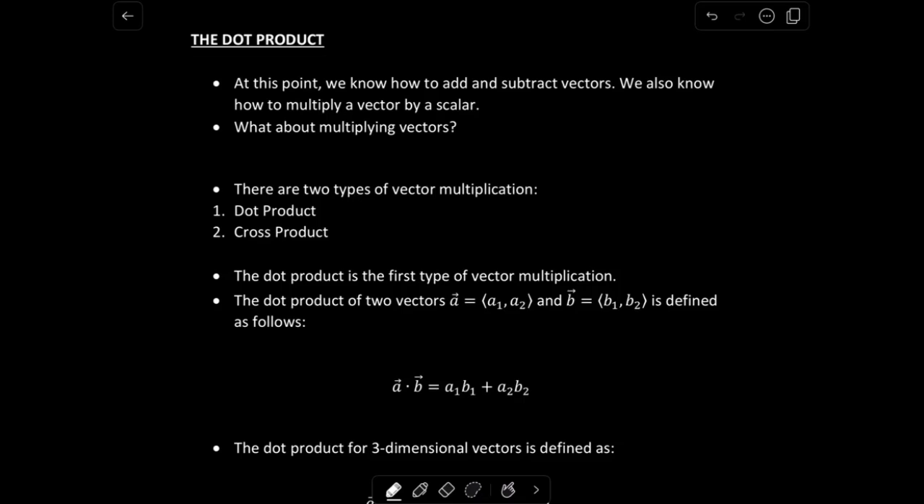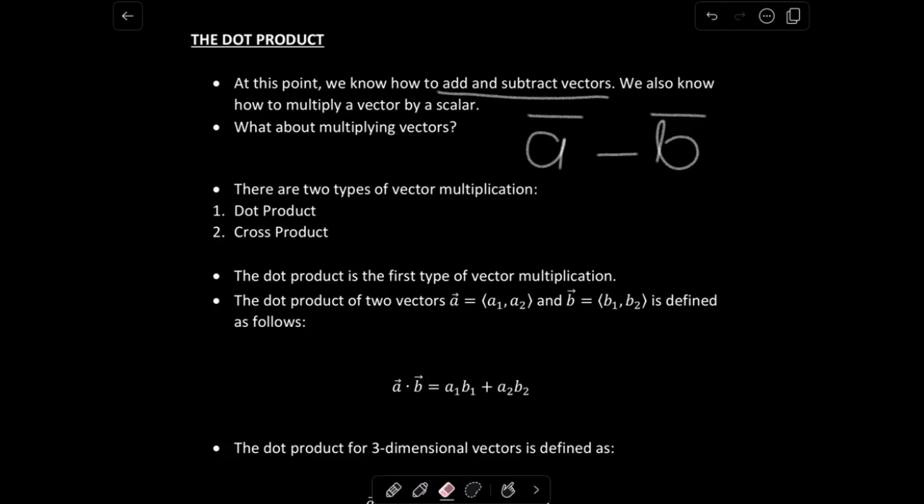In this video, we are covering the dot product. So at this point, we know how to add and subtract vectors, right? We can take vector A and add vector B, and we'll get the resulting vector by just adding the corresponding components of these two vectors. And we can also subtract two vectors, so we'll just subtract the corresponding components to get the new vector.